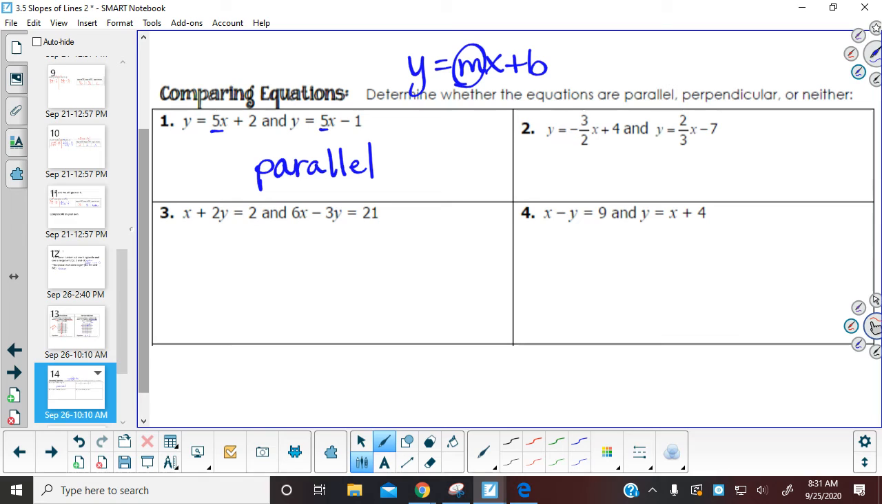If you look below at number 3, they are not in y equals format yet. So what I'm going to do is I want to get it into y equals format. I'm going to do this one fairly slowly, and hopefully this kind of jogs some memories. So we're going to get y by itself.